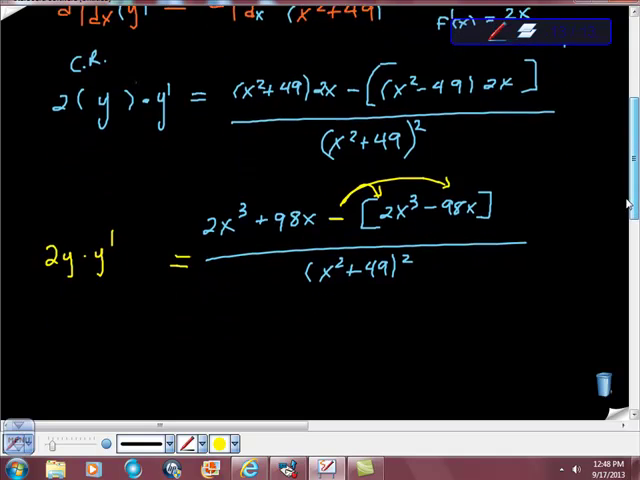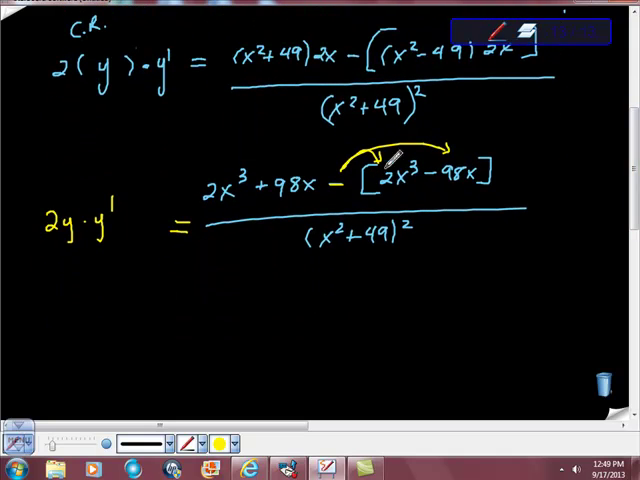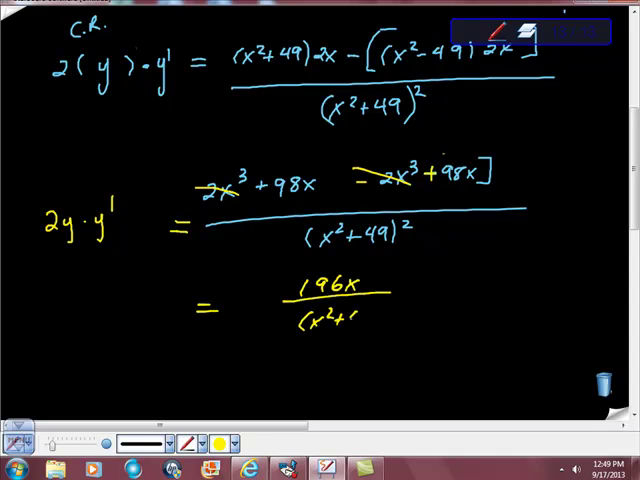So I look at this, I'm like, okay, this is working out okay. I distribute the negative sign. This positive becomes a negative, and this negative becomes a positive, right? So far, so good. Now I'm going to just keep simplifying. 2x cubed minus 2x cubed is 0x cubed. 98x plus 98x is 196x, right? So this equals 196x all over x squared plus 49 squared. So far, so good. I'm not going to do anything with this.